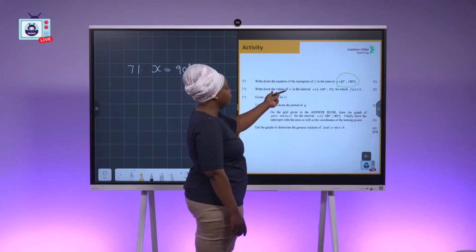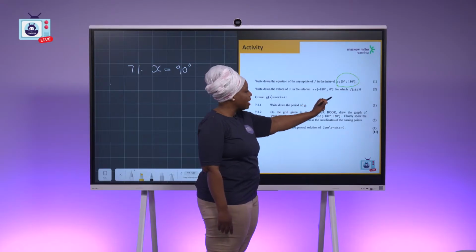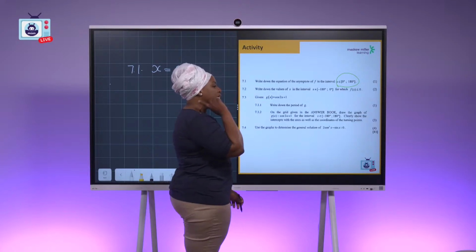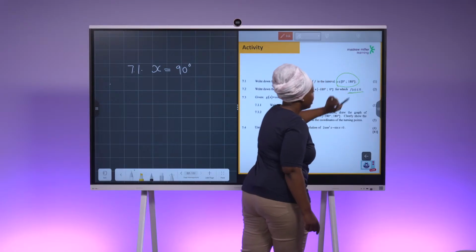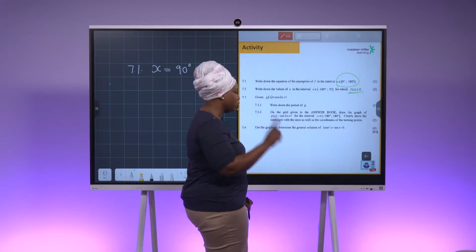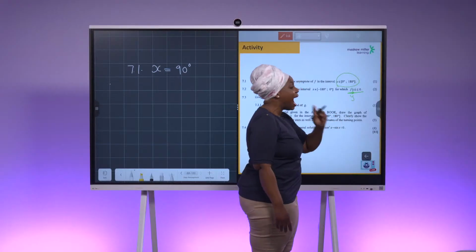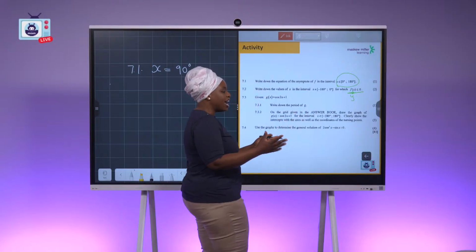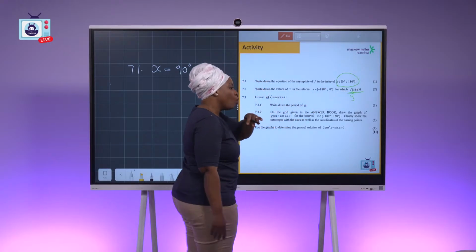Here they say write down the values of x in the interval x is an element of negative 180 and 0, for which, very, very important, for which f of x is less than or equal to 0. I always say the meaning of less means below. What is f of x? Literally, f of x is the same as y, right? So y or f of x is the whole graph. So in this case, they are talking about tan x. So the whole of tan x, wherever it is, that it will be below the line y equals 0.